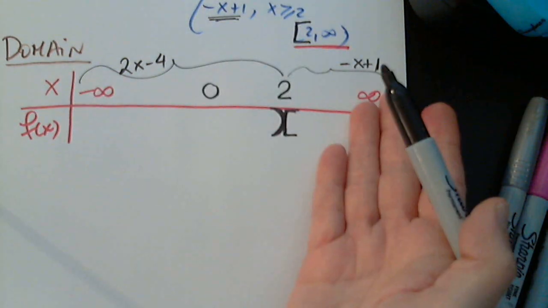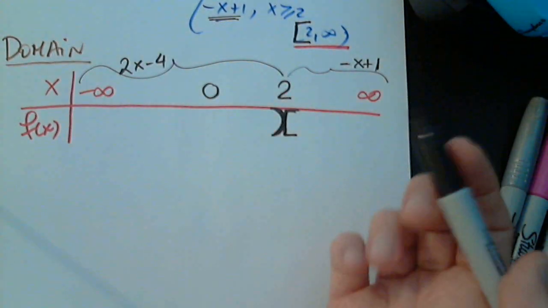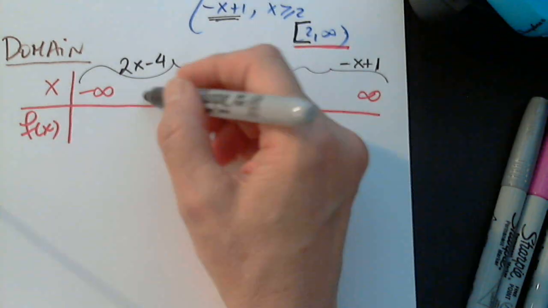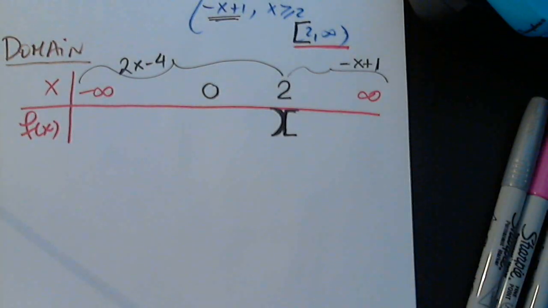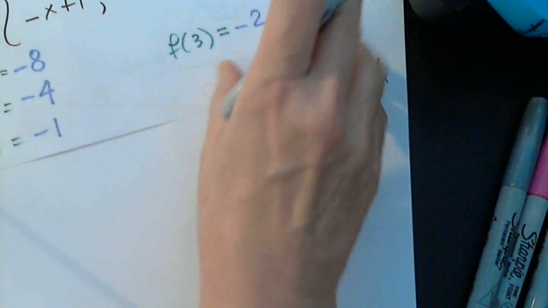They are both linear functions. I chose the simplest possible example. Let's plug in 0. When I plug in 0, and we already calculated it on the previous page, F of 0 is negative 4.